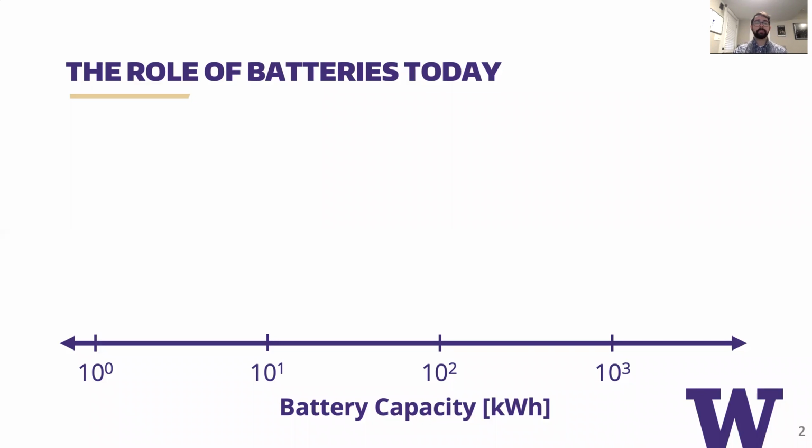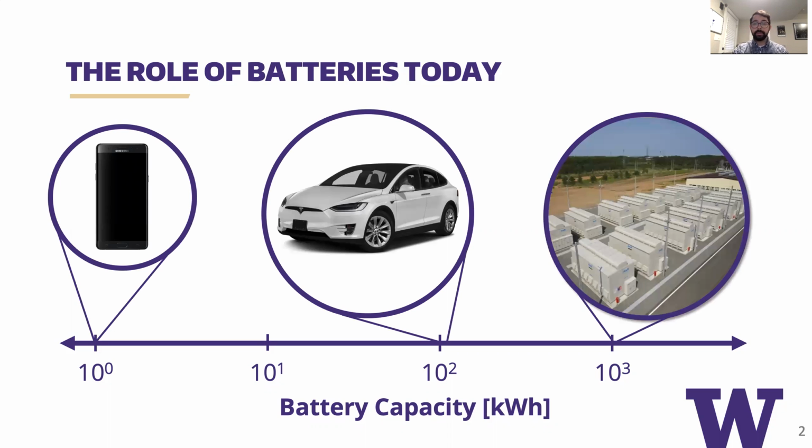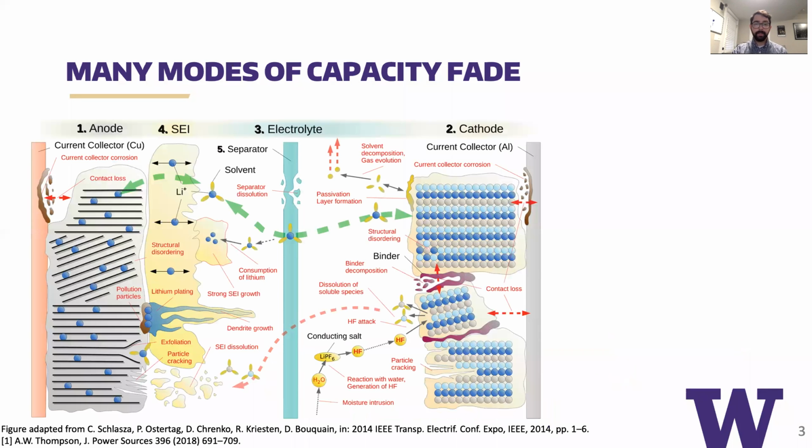Now, nobody needs to be convinced of the importance of batteries today. They have many applications ranging from small handheld devices to electric vehicles, even up to grid-scale storage. However, these batteries are not without their drawbacks. The most popular battery chemistry is the lithium-ion battery. And these batteries are extremely powerful due to their large power densities. And here we have a schematic of one with many of the modes of capacity fade shown.